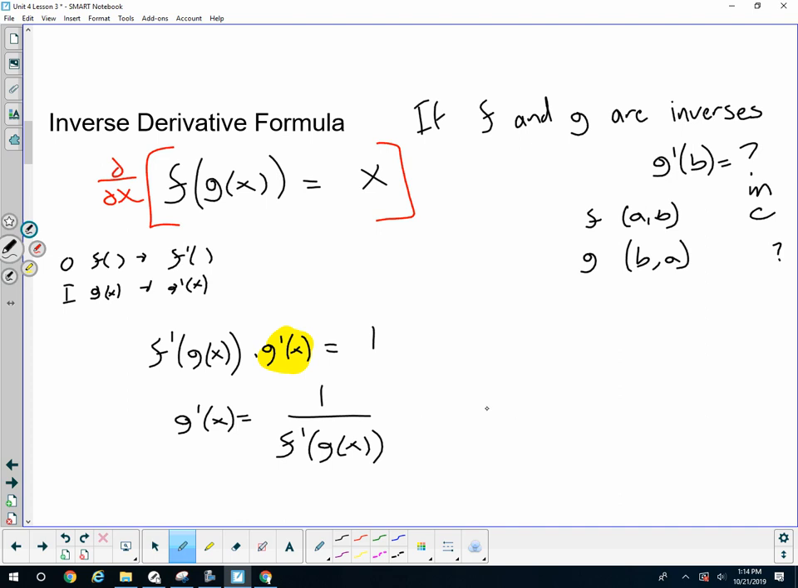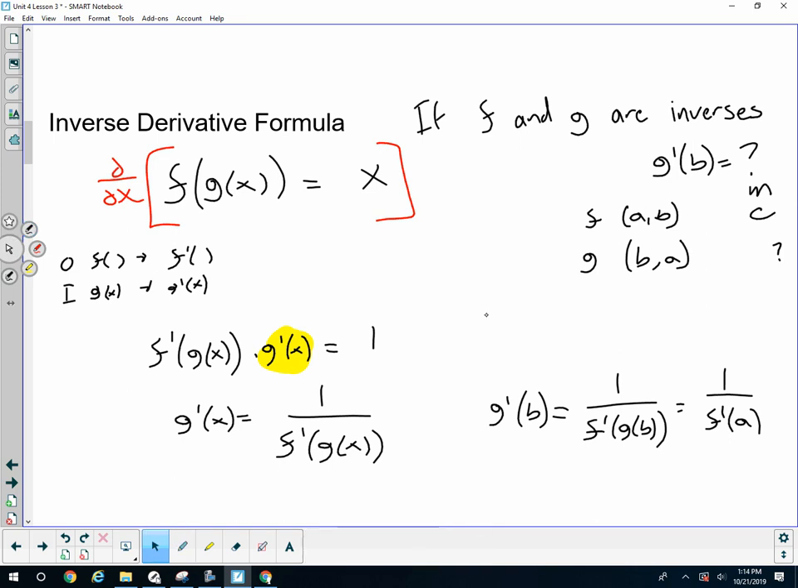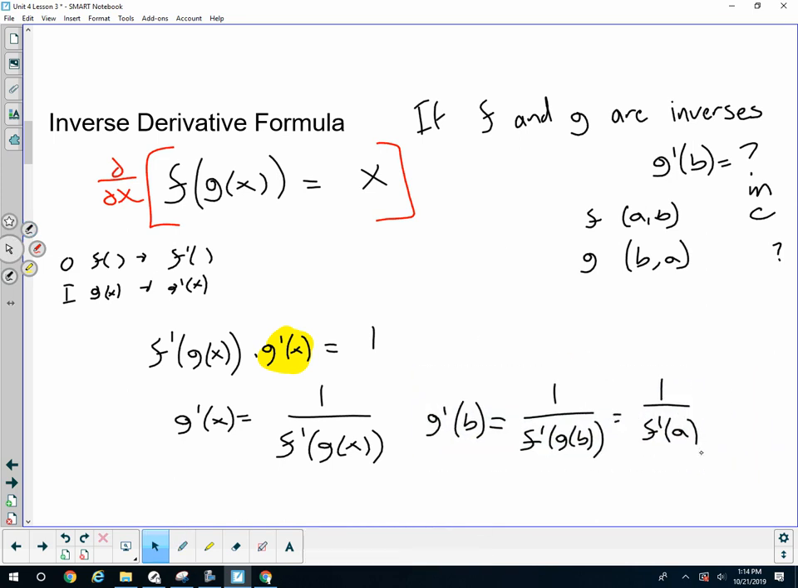Okay, if I want to find g prime of b, it turns out it's just 1 over f prime of g of b. Well, watch how this works out. g of b is a. f's got the point (a, b), g's got the point (b, a). f prime of a is what I told you was c, so this ends up being 1 over c. So just like we saw, dy/dx ends up dx/dy. It's just the reciprocal. 1 over dx/dy gives us dy/dx for g.